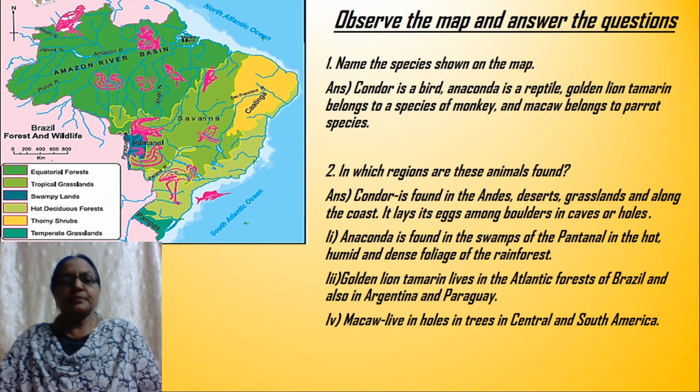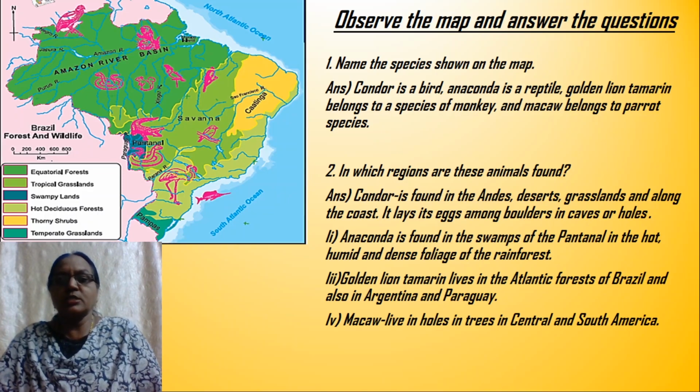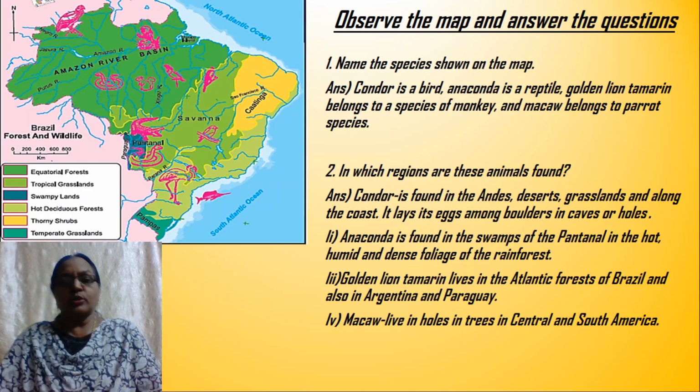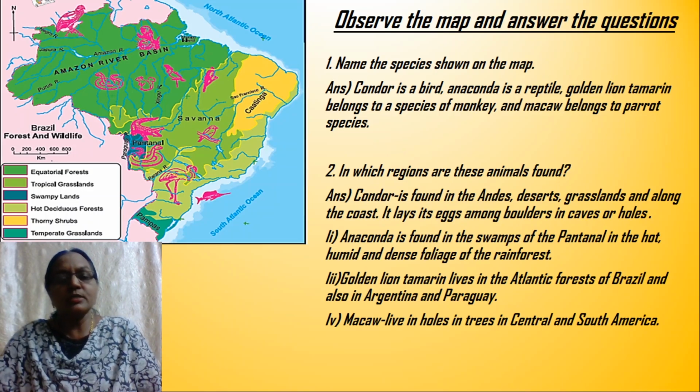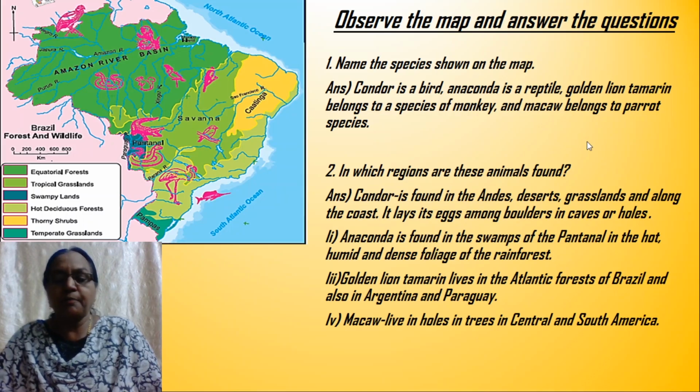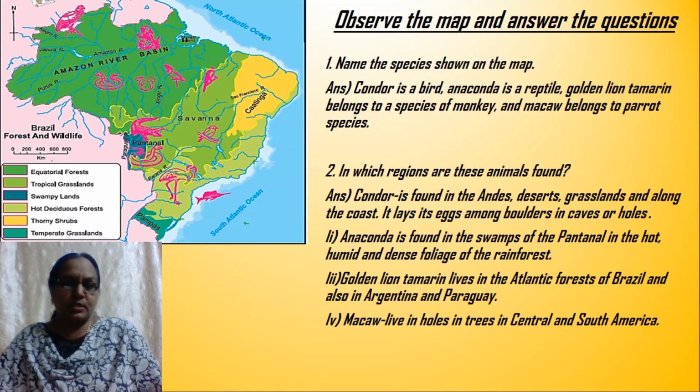Come to the question here. Now, name the species shown on the map. Now, condor, we have already discussed what the condor is. It's a huge bird, and this doesn't build its nest but lays its eggs in caves and crevices among the boulders. Okay, so condor is a bird, anaconda is a reptile which is seen here, the golden lion tamarin belongs to the species of monkey, and macaw belongs to parrot species.